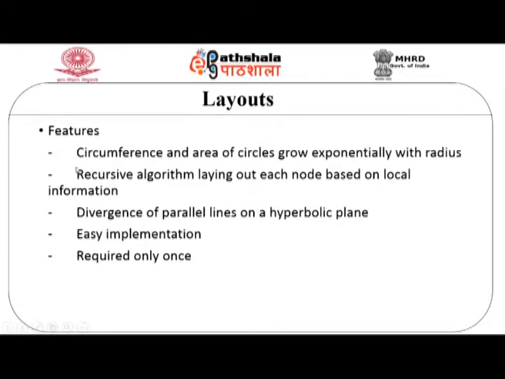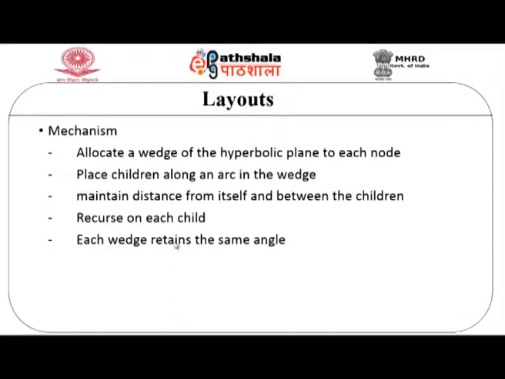The first issue is the layout. If you look at the layout, the features are: the circumference and area of the circle grow exponentially with respect to the radius. There is a recursive algorithm laying out each node based on the local information, and there is divergence of parallel lines onto a hyperbolic plane. It is an easy implementation and it is only required once.